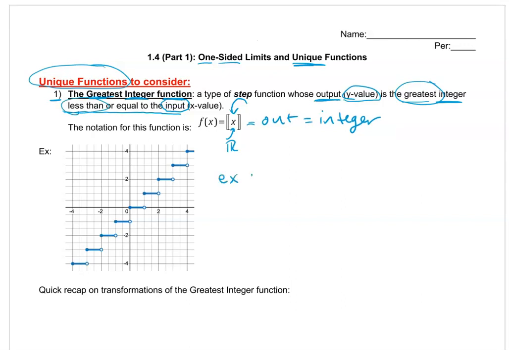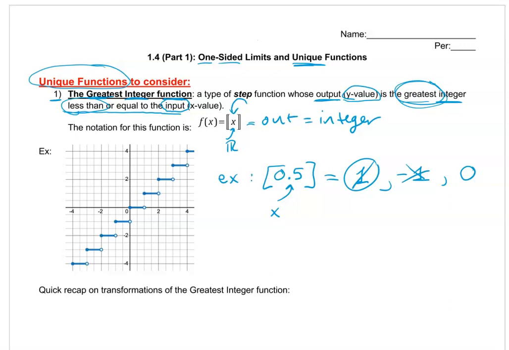So for an example, if I were to plug in, say, 0.5, so that would be my x value, the y value that comes out would have to be the greatest integer that's less than 0.5. So it could not be 1 because 1 is greater than 0.5. It could not be -1 because -1 is not the greatest integer that's less than 0.5. It would have to be 0 because 0 is an integer and it's the greatest integer that's less than 0.5.